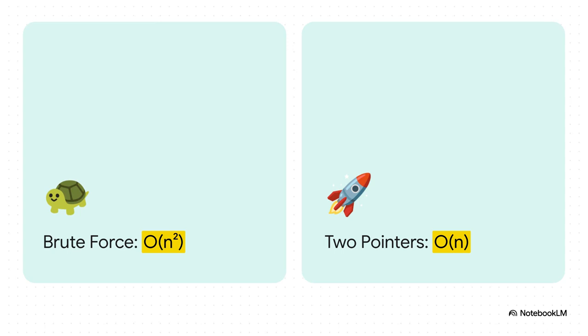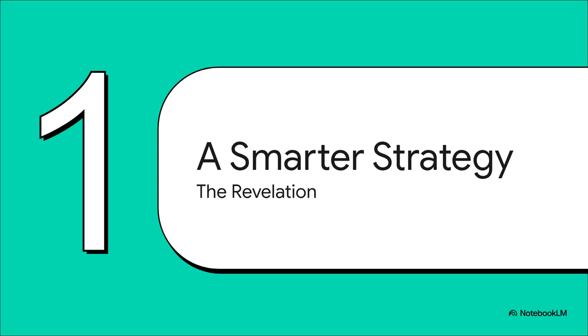Just look at this. On the left, you've got your standard brute force method, chugging along at O of n squared. And on the right, the two-pointer technique, just cruising by at a slick O of n. And listen, this isn't some tiny little improvement. This is the difference between a solution that totally times out and one that just passes with flying colors. So, what is this magic? What is this elegant strategy that can just so dramatically speed up our code?